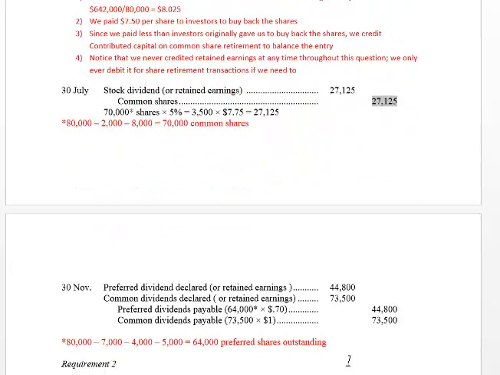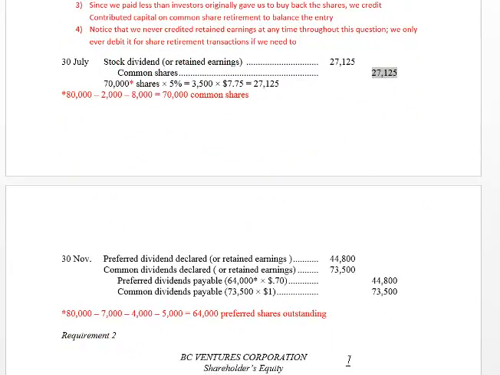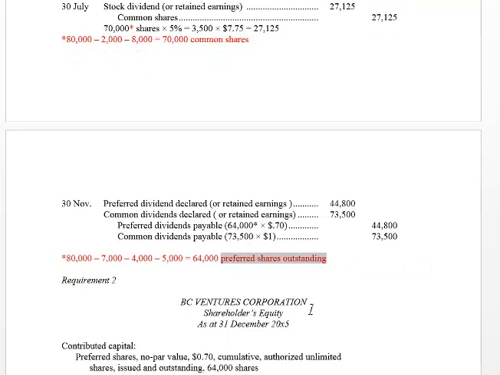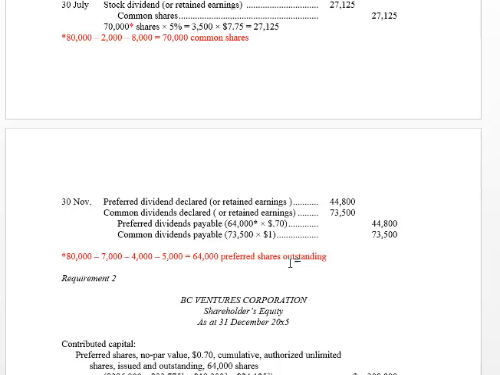Now, on November the 30th, they said the board of directors declared a dividend of $1 per share to all common shareholders. This meant that they also had to declare the preferred dividend. So what do we have to do there? Well, the first thing we need to do is make sure that we know how to calculate the number of preferred shares outstanding, because the question tells us that the preferred shareholders are also going to get a dividend. So the first thing we want to do is find out how many preferred shares are outstanding that we'll have to pay a dividend on.